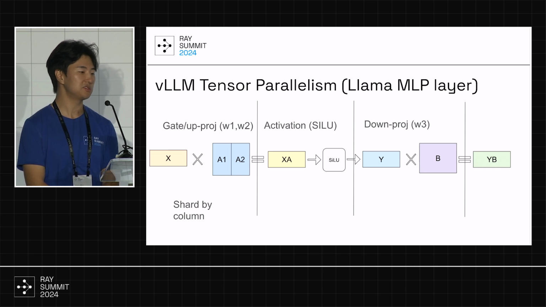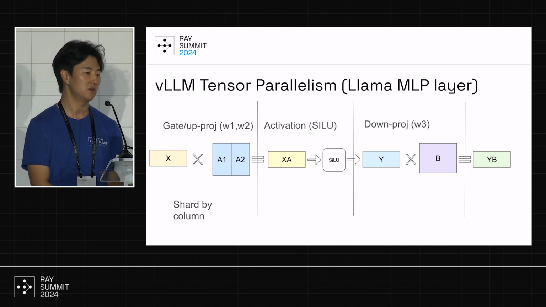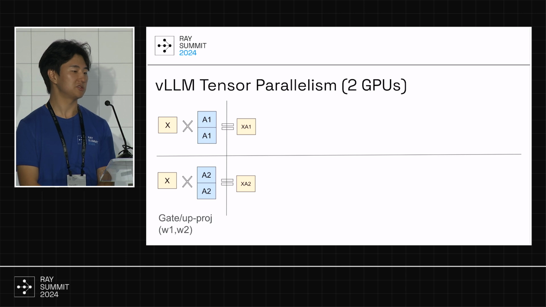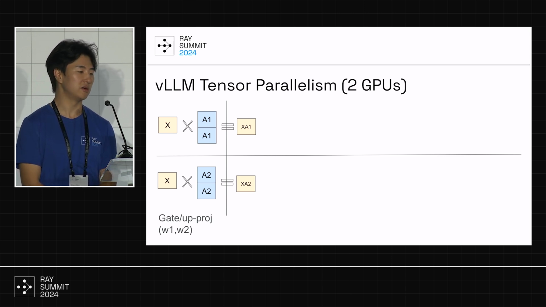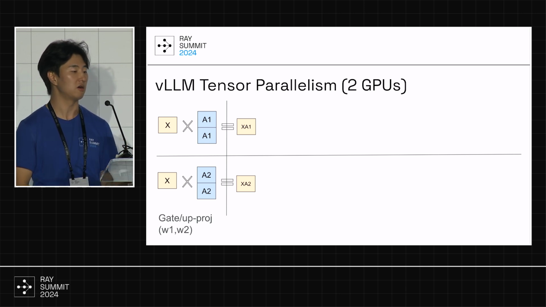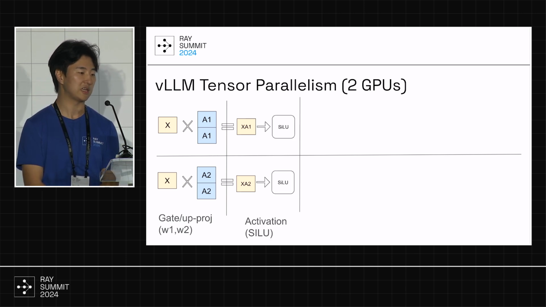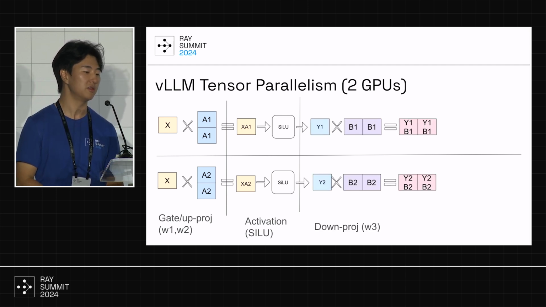How tensor parallelism works is that for the first two layers, you shard your matrices by column. And then you shard the down projection matrix by row. So this is how it actually looks in two GPUs. As I mentioned before, in the first weight, you shard the matrix by column. If you look at the upper part, it has A1, which is the first GPU, and A2 is sharded to the second GPU. And then you apply the activation function. It's element-wise, so you don't need to do anything here. And then you get the results Y1 and Y2.